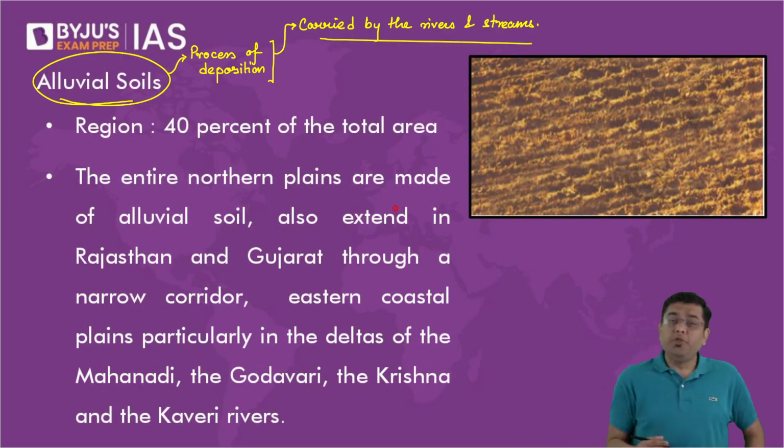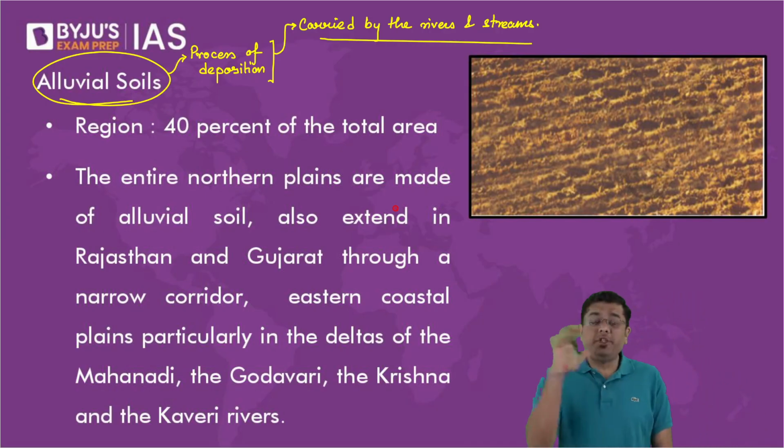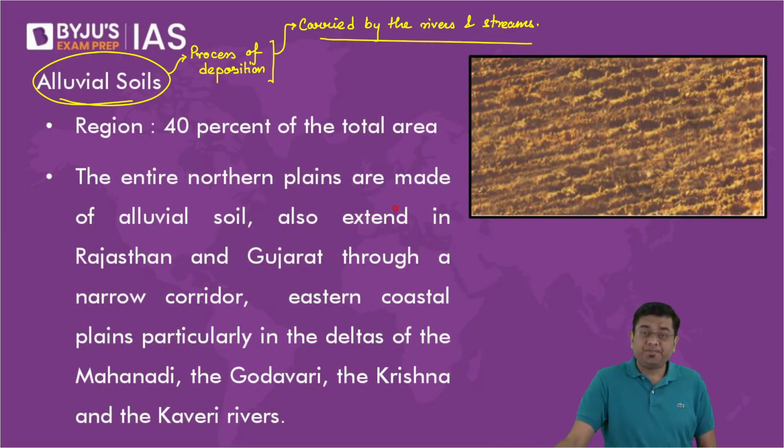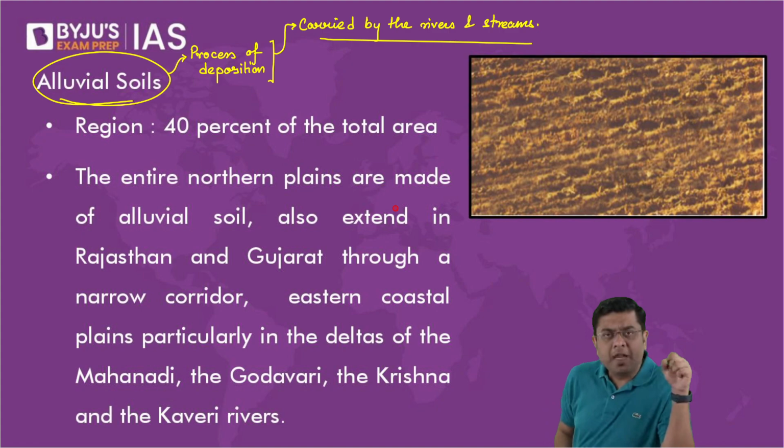Now, where do you find them? You'll find them in the entirety of the northern plains of India, stretching from the area of Punjab, Haryana, all the way to West Bengal, and furthermore in Assam, where you have the Brahmaputra plains. All of them form a part where you will have the predominance of alluvial soil.